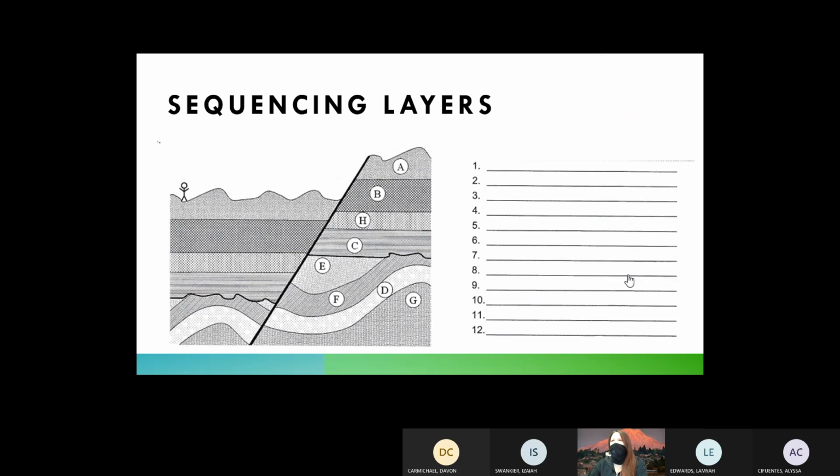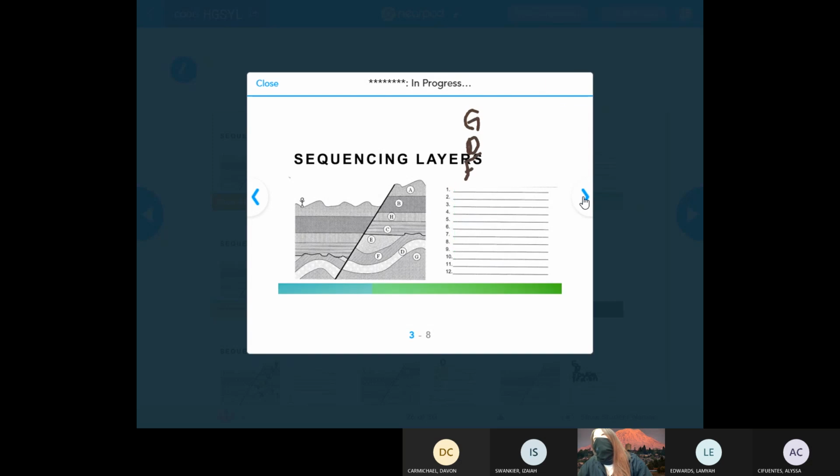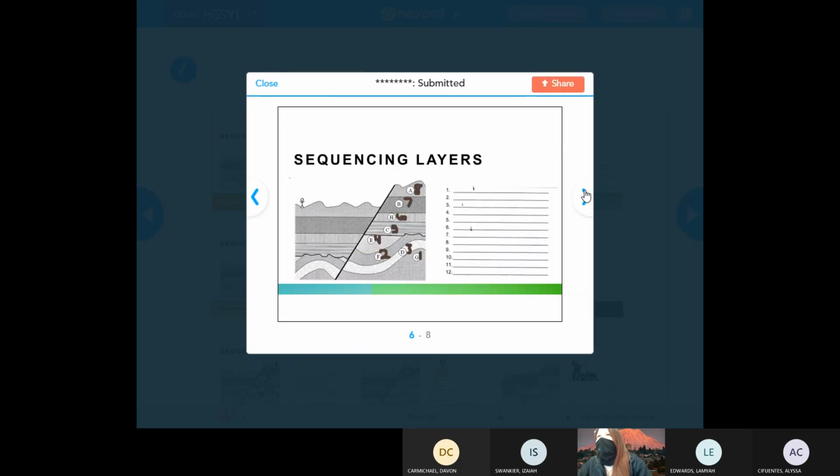Let's see how you guys did. Diverged? Is that a word? Whoever did this one, this is fine, except for the fact that you need to remember to include the events. So there are 4 events that happened. And it looks like you might have switched these 2 up.